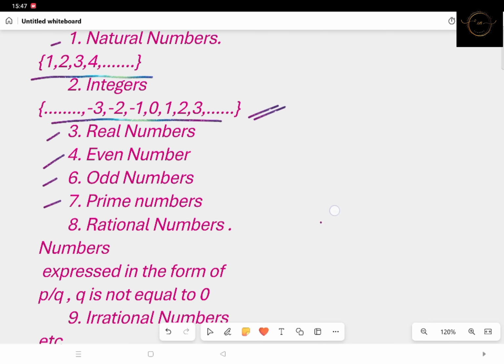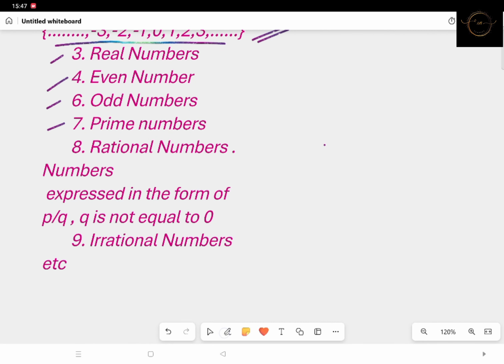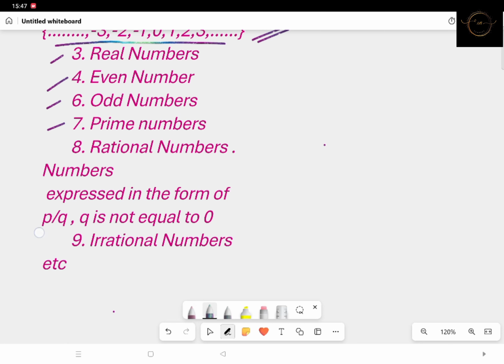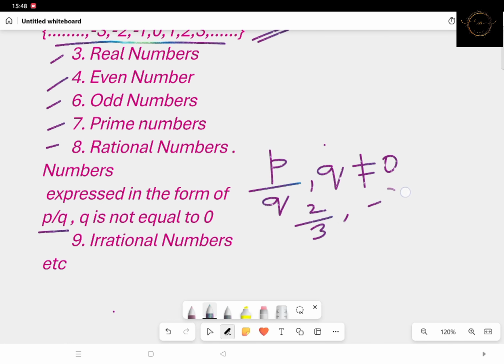Next are rational numbers and irrational numbers. We know that rational numbers are such types of numbers which can be expressed in the form of p by q. Any number which can be expressed in the form of p by q, provided the denominator can never be equal to 0. Like 2 by 3, -2 by 3, 0. These all are rational numbers. 2 by 3, see, it's expressed in the form of p by q, where p and q both are integers and it is a positive rational number.